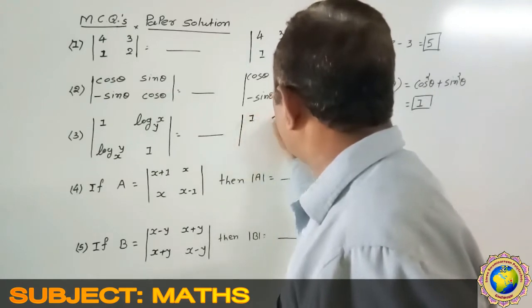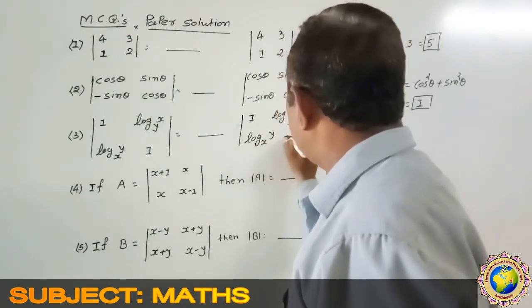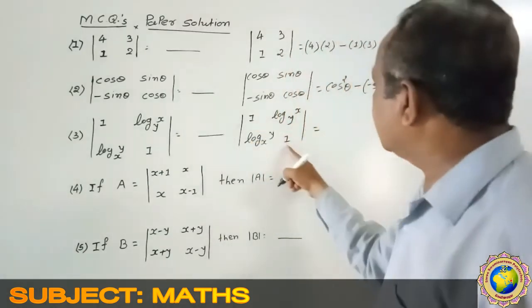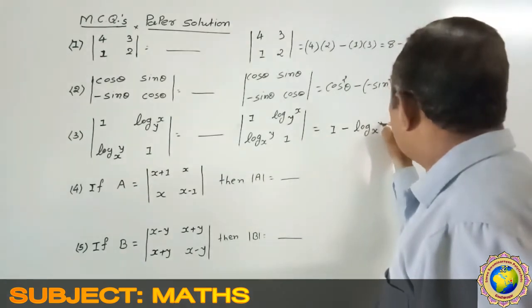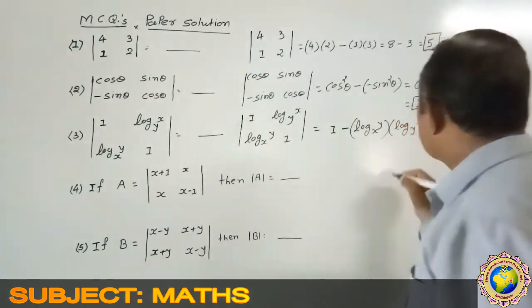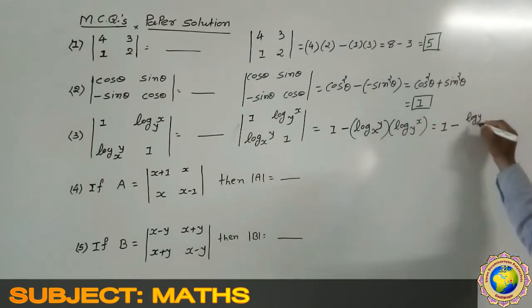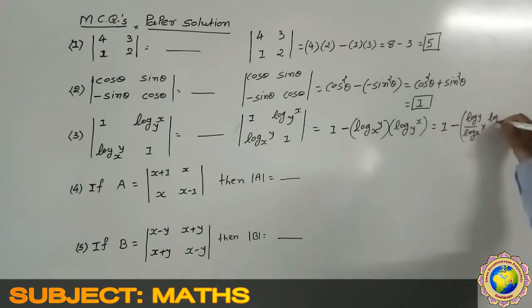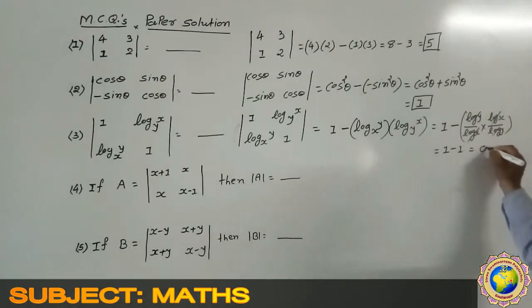Now third MCQ. The determinant with first row 1, log y to the power x, and second row log x to the power y, 1. So it is equal to 1 multiplied by 1, that is 1, minus log x to the power y multiplied by log y to the power x. Change the base: log y by log x multiplied by log x by log y. Now log x and log y cancel, that is 1 minus 1. Answer is 0.